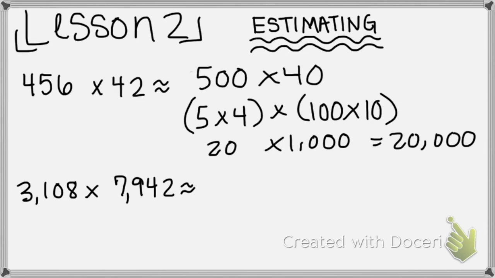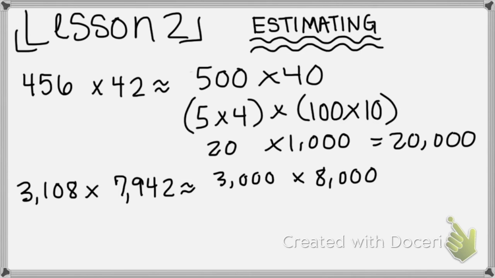Okay, let's look at the very last one here. We have 3,108, and we're multiplying that by 7,942. Students could estimate this to be 3,000 times 8,000. The idea is that we're picking numbers that are easy for us to multiply. 8 and 3, 5 and 4, those are really easy to multiply together. So again, we're going to use that associative property and multiply our numbers in any order.